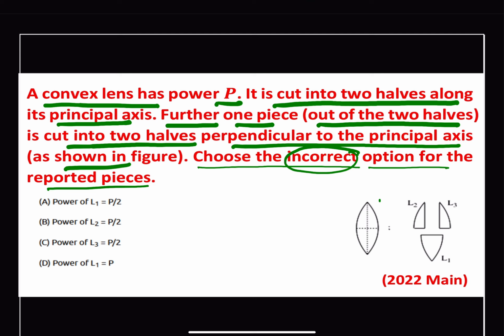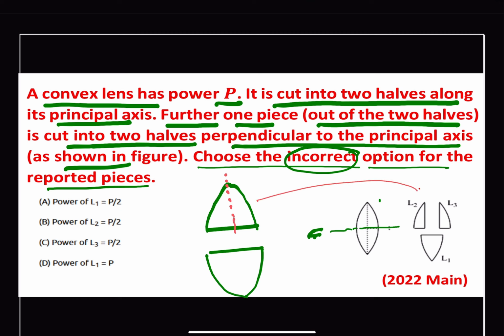First, it is cut along the principal axis. Okay, so along the principal axis means it is cut in this way. So this is going to give us the first lens, and this will have a second lens. Then one of the lenses is cut perpendicular to the principal axis. So suppose this lens is cut in two halves, and therefore from here we are going to get these two lenses.